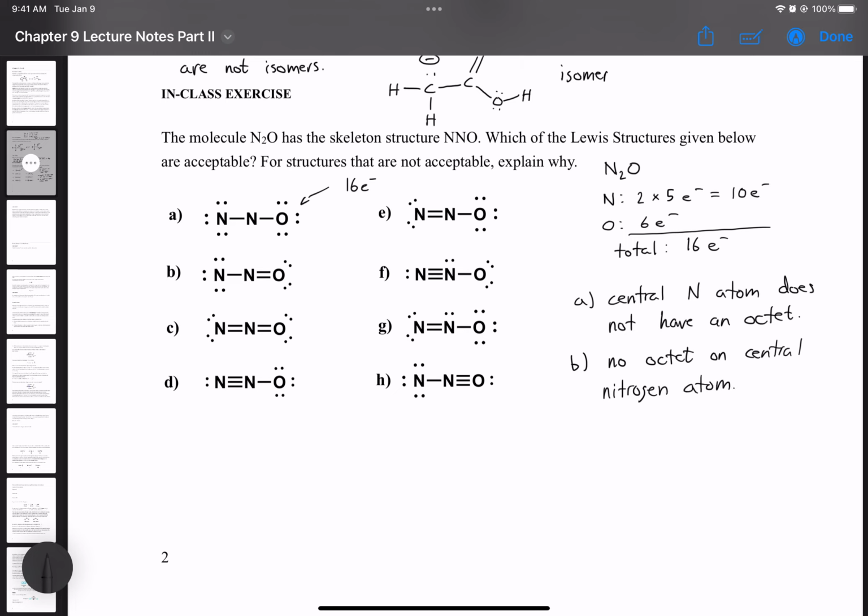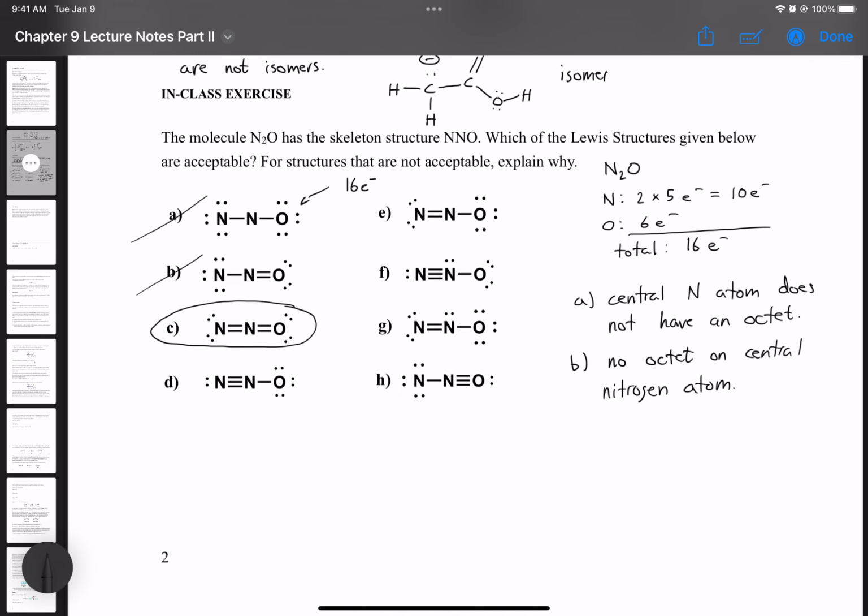All right, let's look at C. So C, we have 2, 4, 6, 8, 10, 12, 14, 16 electrons in the molecule, and all the atoms have octets now, so that makes this molecule acceptable. So let's circle the acceptable ones. So this one's good. A is no good. B is no good. C is okay. C is pretty good.